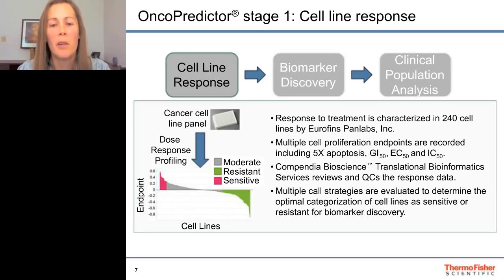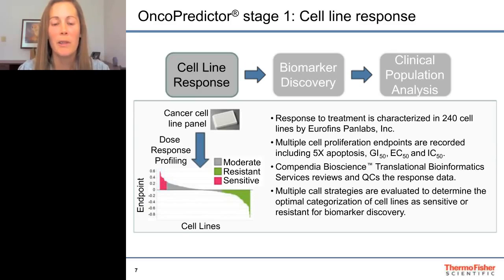So in the first phase of the OncoPredictor analysis, this is where we do our in vitro screening of a cell line panel. We work very closely with a number of collaborators, and here I'm highlighting our close collaboration with Urick and Pan Labs, where they would characterize response to our client's drug in 240 cell lines, for example. They then collect a number of different cell proliferation endpoints. I'm giving the examples here of 5x apoptosis, GI50, EC50, as well as IC50. And then once we receive the cell proliferation data, we review and QC all of the response data. And then we evaluate a number of different call strategies to determine the optimal categorization of cell lines as either sensitive or resistant to the particular therapy.